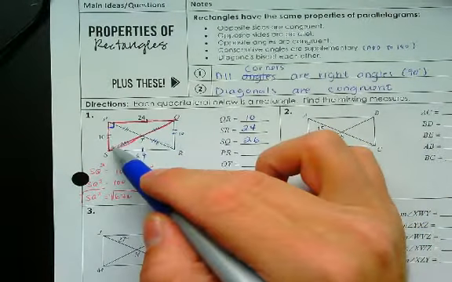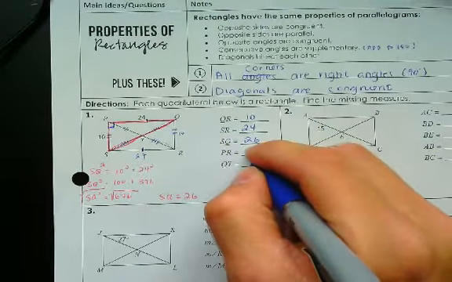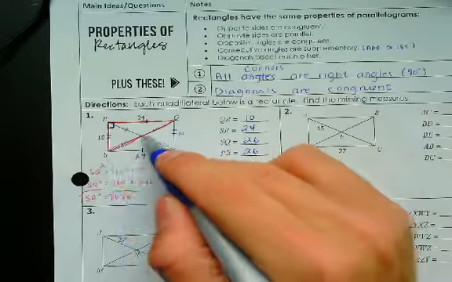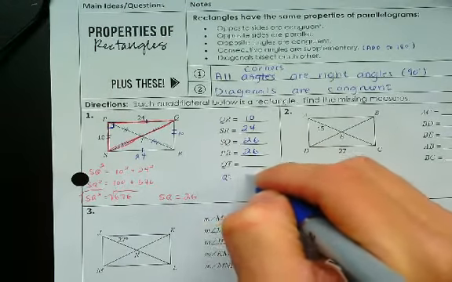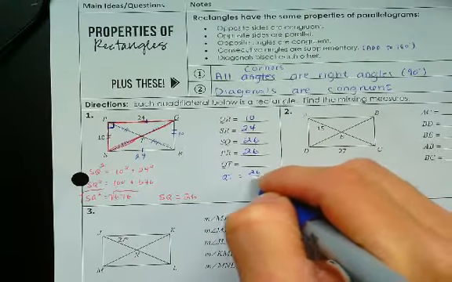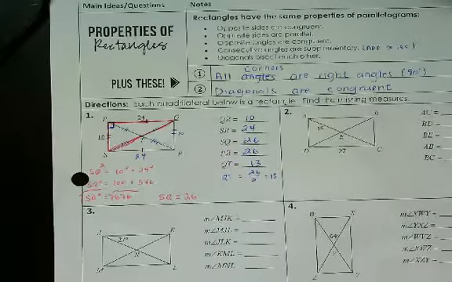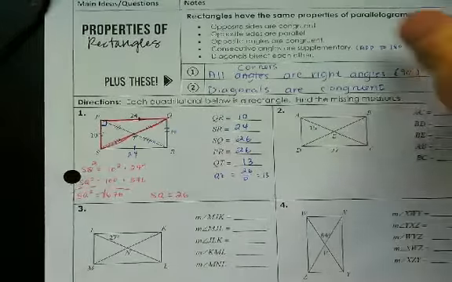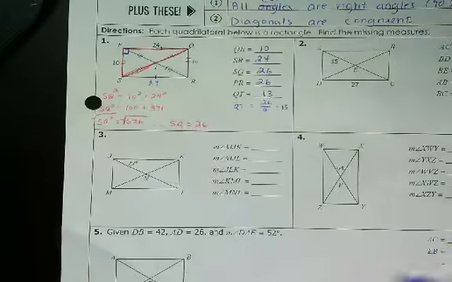PR. Okay, PR is the same as SQ. Remember, diagonals are congruent. QT. QT is half of SQ, so if I divide 26 by 2, it gives me 13. Okay, number 2 you would complete in a similar manner. Let's take a look at number 3.